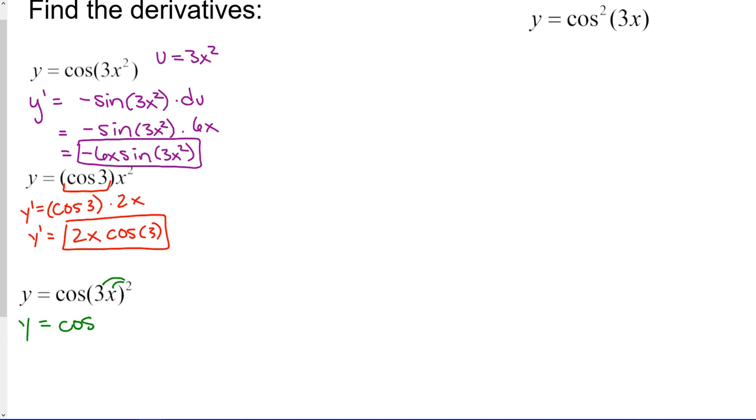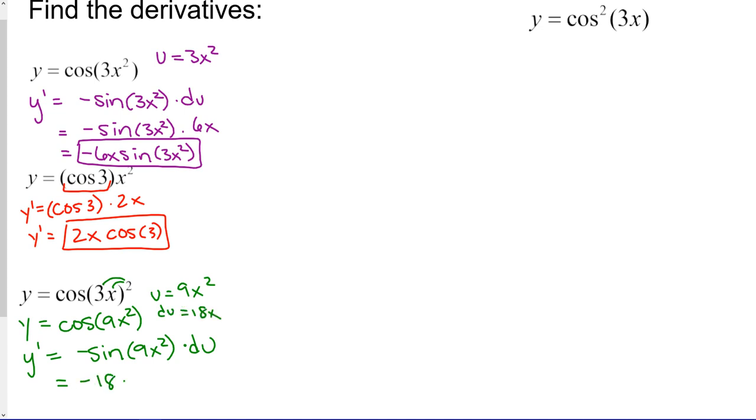Okay, so I'm going to have cosine of 9x squared. From here, my u value is 9x squared. I'm going to get that y prime. Derivative of cosine is negative sine. I still have 9x squared on the inside. I'm going to multiply by the derivative of u, and derivative of u is 18x. So I get negative 18x sine of 9x squared. That's my derivative there.